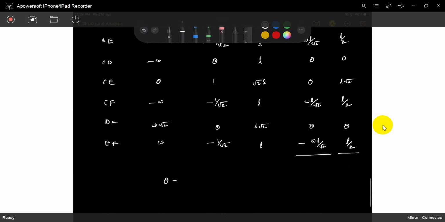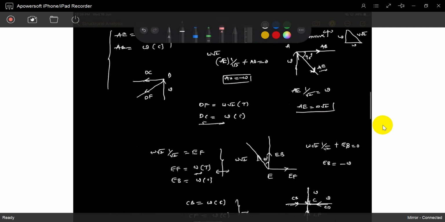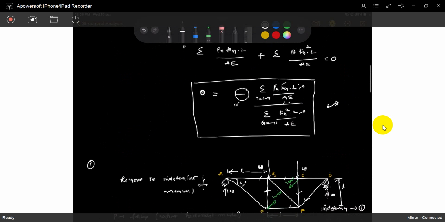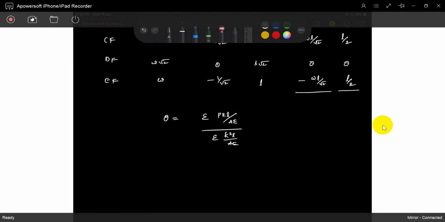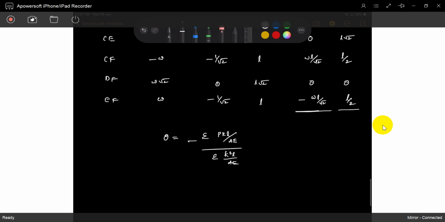So what is the Q force? Q force is sigma of PKL by AE divided by sigma of K square L by AE. Understood? A and E also individually change. We have to find out the PKL by AE for every individual element, and also the negative sign. Okay, so first, what is the summation of the PKL by AE? The summation is WL root 2.